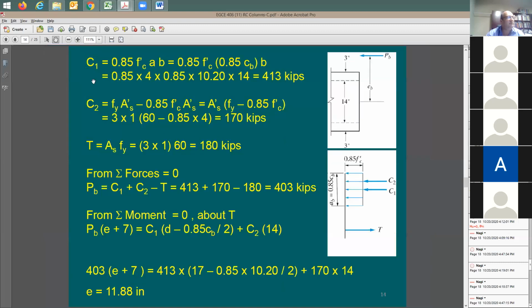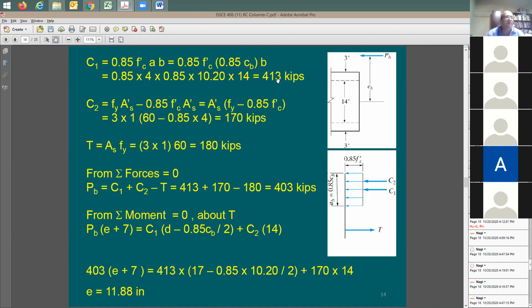Now I have the 3 forces. Here's C1, C2, and the tension force. Now I still have also this axial force. It happens at some eccentricity. They still call it also EB. In your analysis, it's okay to call it just E. It's going to be okay.